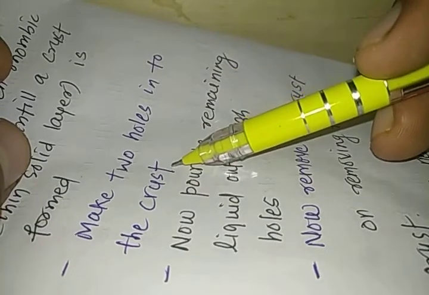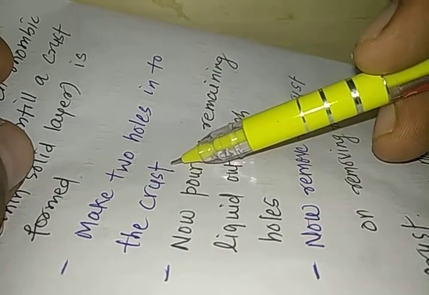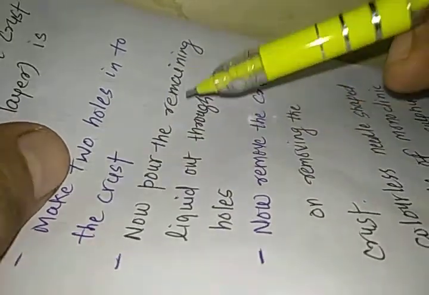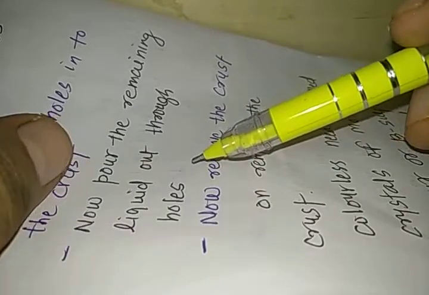Make two holes in the crust. With some instrument, we make two holes in the crust. Now pour the remaining liquid out through the holes. Inside that crust there must be some liquid, and it needs to be poured out. Then, on removing the crust, colorless, needle shaped crystals of monoclinic sulfur or beta sulfur are found. When you remove the crust, you will find colorless needle shaped crystals of monoclinic sulfur, which is also known as beta sulfur.